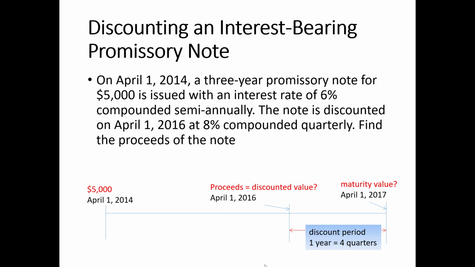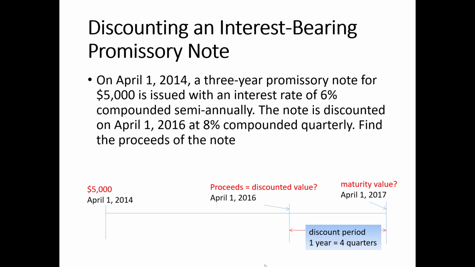But we follow our 2-step procedure. We first find the maturity value. We find the maturity value using the interest rate specified in the promissory note, in this case the 6% compounded semi-annually. When we go to do step 2 and discount it back to the date of purchase, then we use the second interest rate, which is the 8% compounded quarterly.